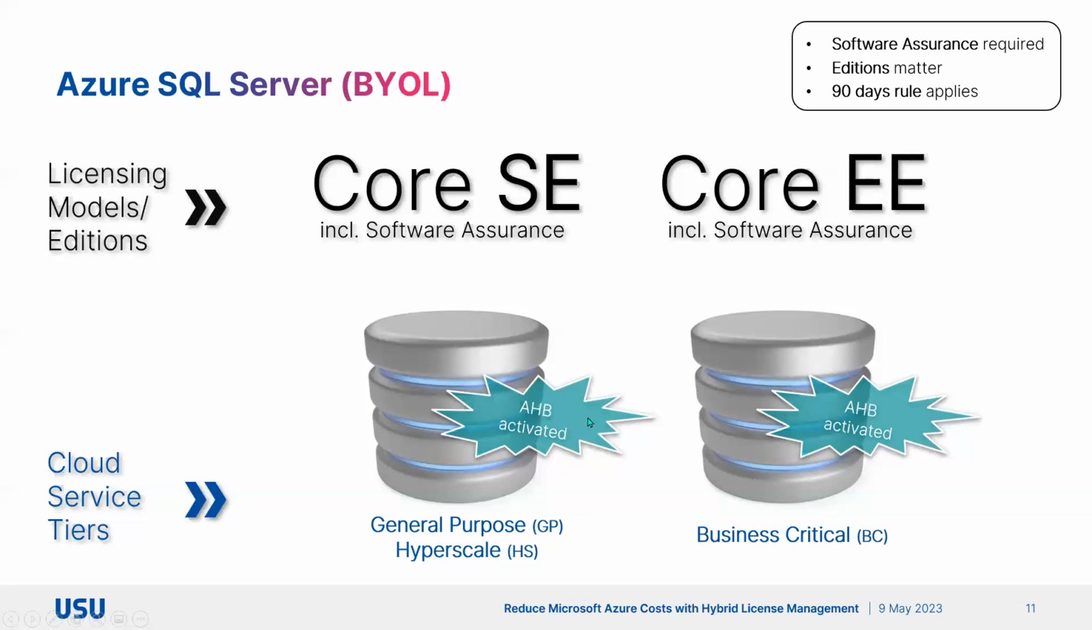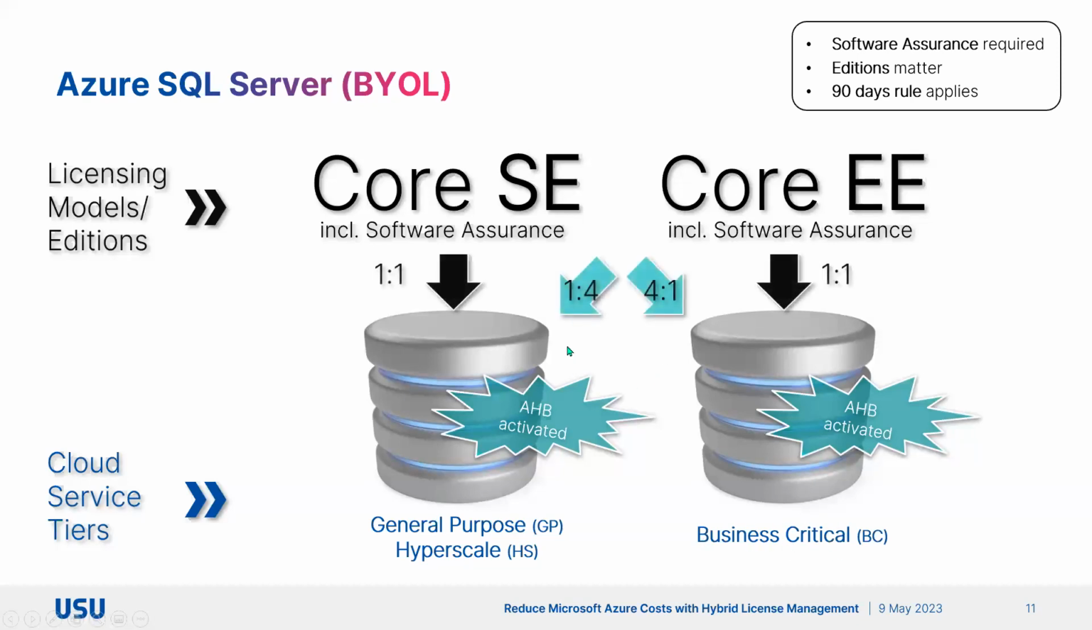Here we have to distinguish editions. For SQL Server, we have standard edition and enterprise edition. And again, we talk about core licenses. Once again, you need software assurance, so roughly 25% per year. And if you have such databases, then as we saw, they can be general purpose or hyperscale, which for licensing is the same, or they can be business critical.